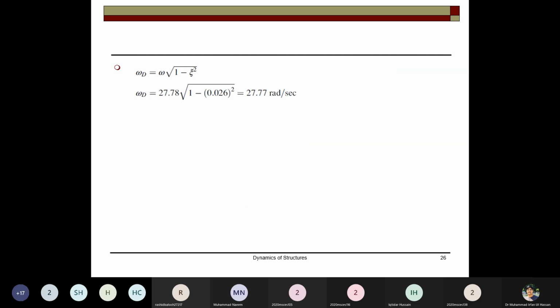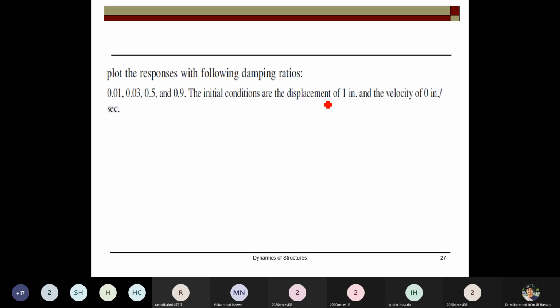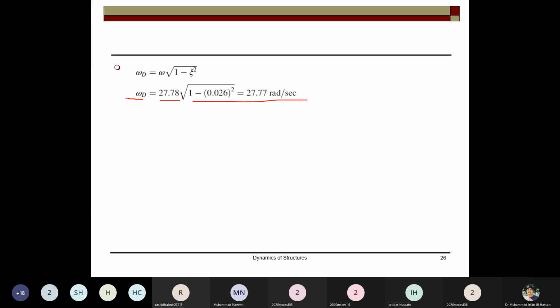And from that, the damped period of vibration can be computed. Omega d, damped, is omega into square root of 1 minus zeta squared. So omega is the natural frequency and this is the damped one. So the damped period can be computed from this. You can also plot this response in MATLAB. So now let's get an idea, because this topic is also about the damped system, of how to plot the response in MATLAB for this system.